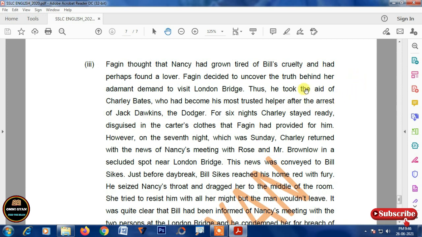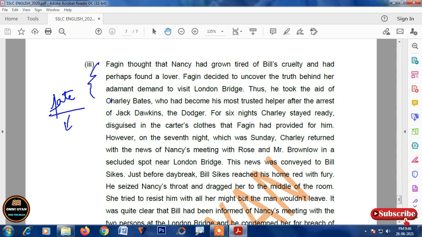And this is Nancy's death. You have to understand the question. I'll just read out the question. What was the fate that the young woman faced later on because of the valuable help? The young woman here is Nancy. So fate here refers to Nancy's death.